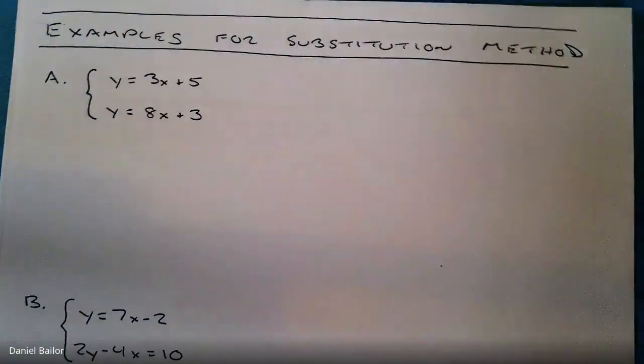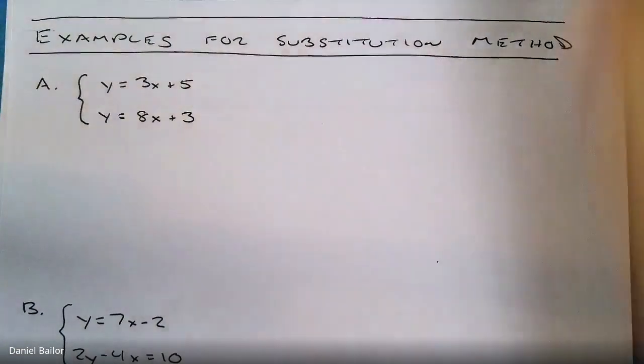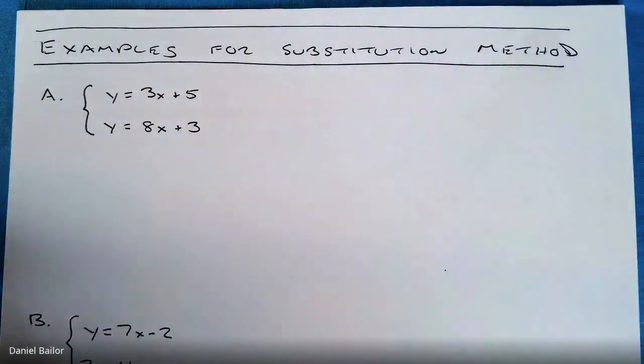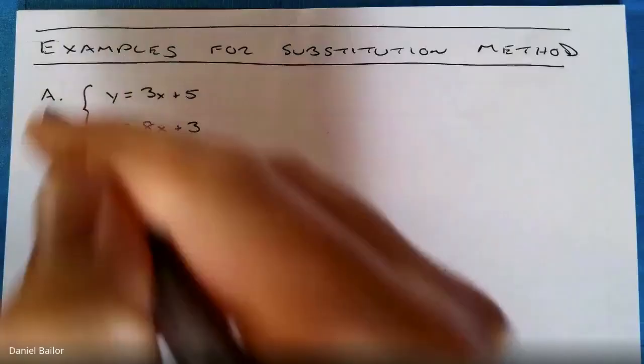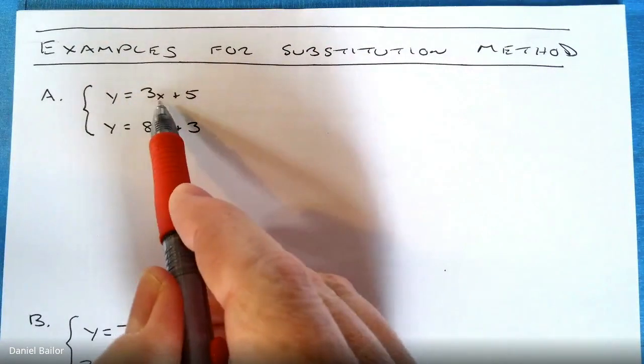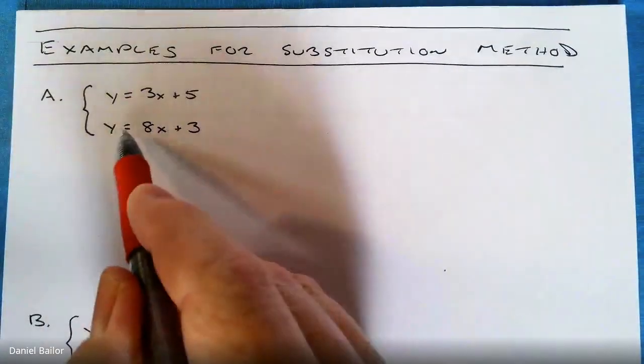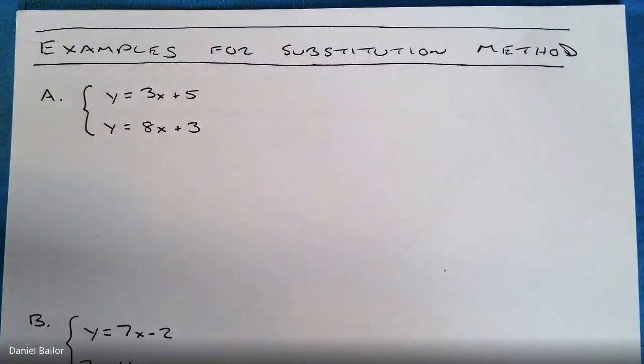So here are my examples for the substitution method. You'll see example A. We have a system where y equals 3x plus 5 and y equals 8x plus 3. Now this is exactly what you saw yesterday.